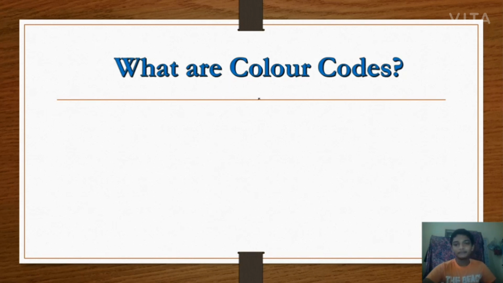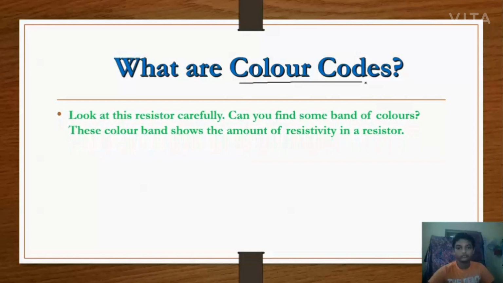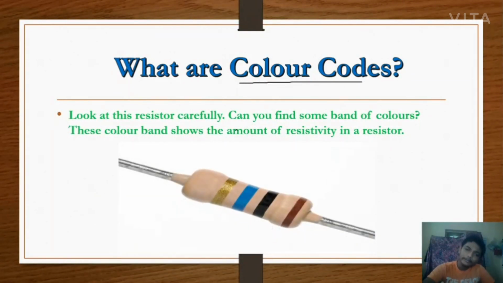Now let us come to our topic. What are the color codes? Look at this resistor properly. Can you find the various color bands, like here is golden, here is sky blue, here is black, here is brown, here is golden. These color bands help us determine the resistance value of the resistor.